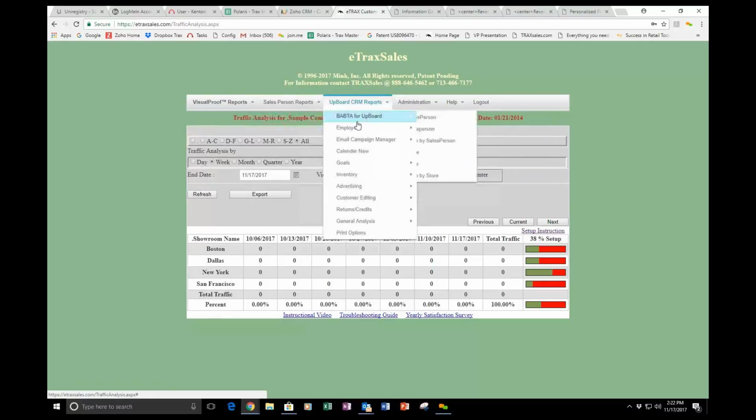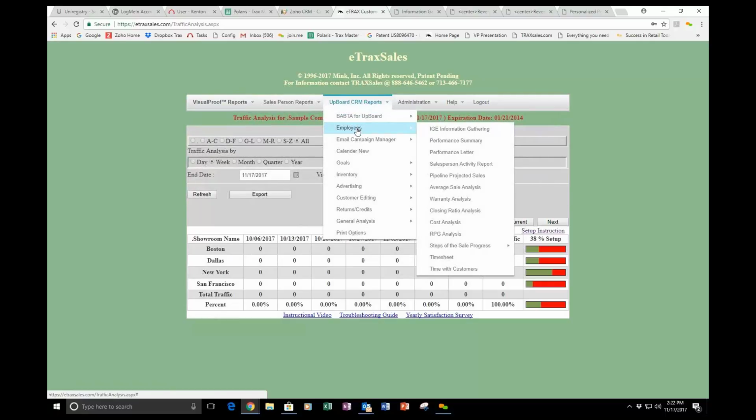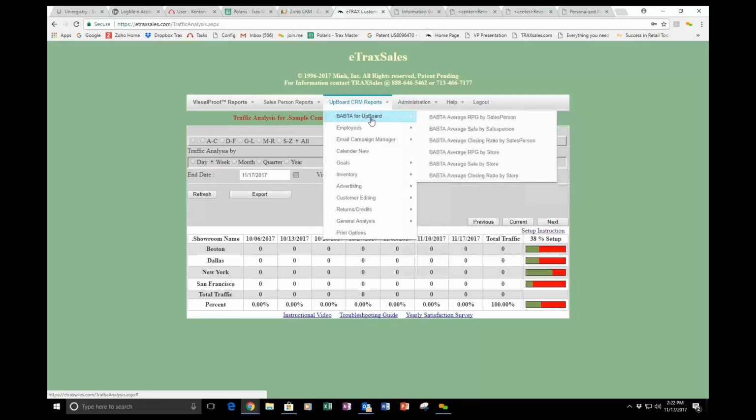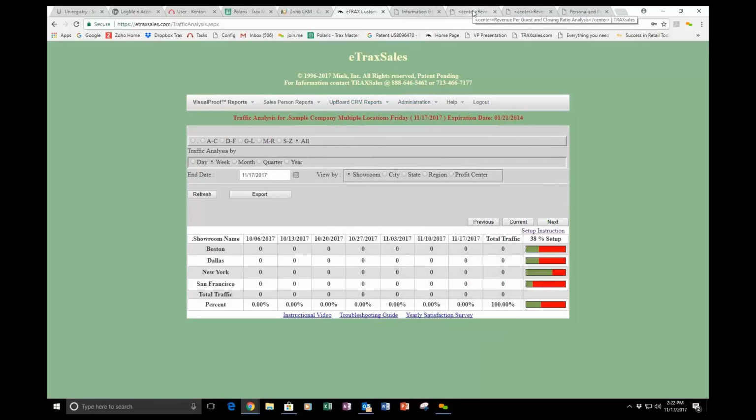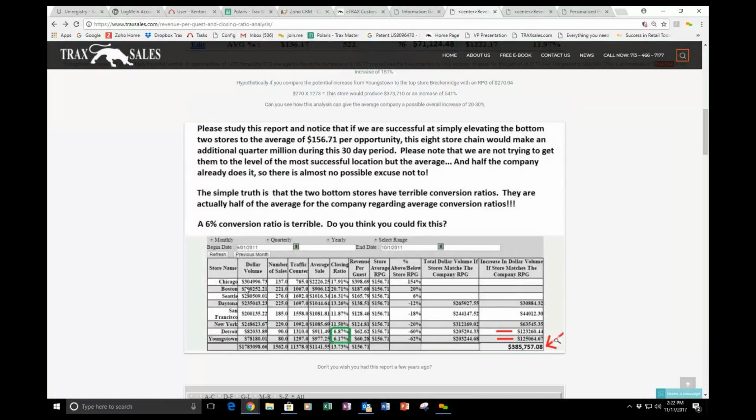This one is going to be a little different because your salespeople, let's face it, aren't able to talk to everyone that comes through the company. So very interesting comparisons here. Now, the way this report works is we rank the store with the highest. This happens to be a revenue per guest analysis.